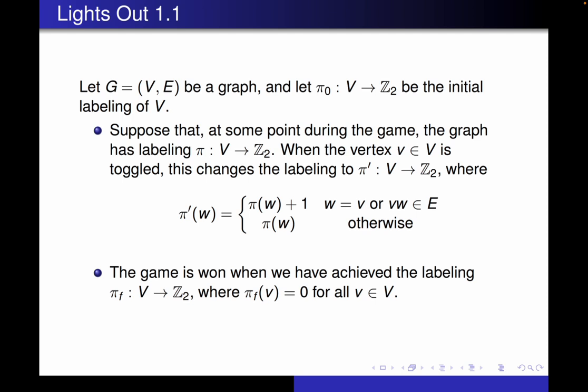And we win the game when we have achieved the labeling, I'll call it pi sub f, where pi sub f of v equals 0 for all vertices v. Right? That's when all the lights are off. All the vertices are off.